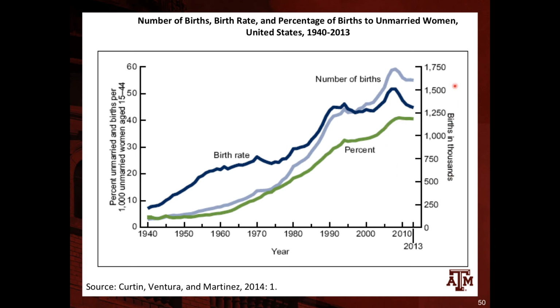So here on the right vertical axis, we have the births in thousands, related to the light blue line. And on the left vertical axis, we have the percent unmarried women, which is the green line, and the births per 1,000 unmarried women aged 15 to 44, which is the dark blue line.